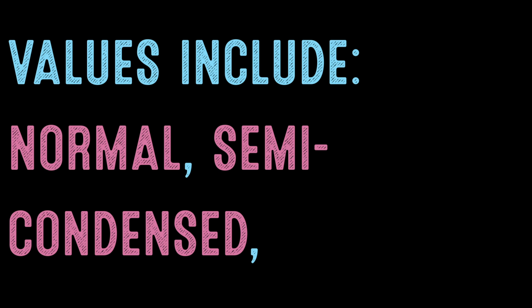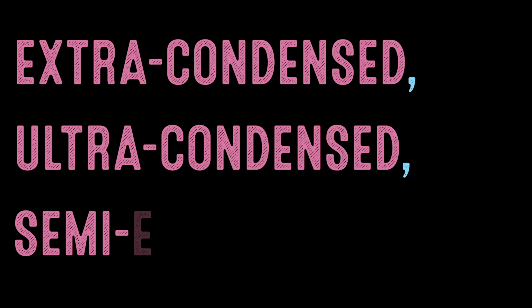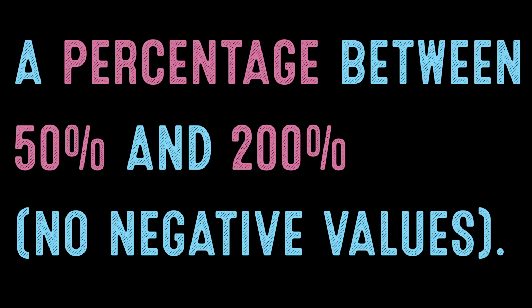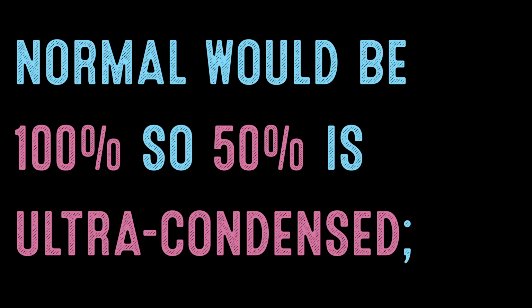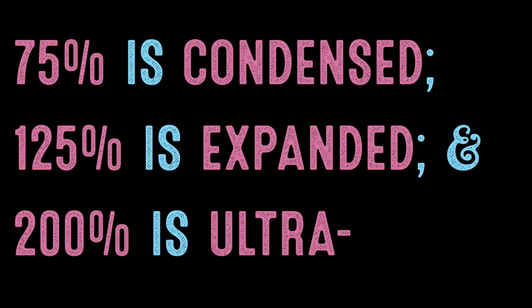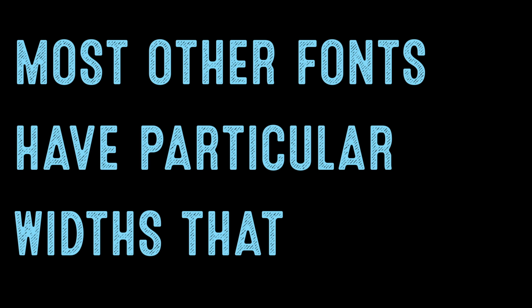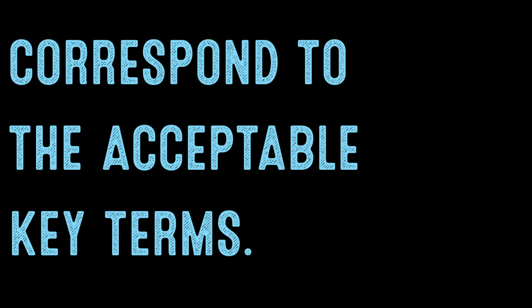Font stretch is used to describe fonts that may be condensed or expanded. Acceptable values include normal, semi-condensed, condensed, extra condensed, ultra condensed, semi-expanded, expanded, extra expanded, and ultra expanded, or a percentage between 50% and 200% with no negative values. Normal would be 100%, so 50% is ultra condensed, 75% is condensed, 125% is expanded, and 200% is ultra expanded. This property is useful for the newer variable fonts that support a wider range of stretching. Most other fonts have particular widths that correspond to the acceptable key terms.